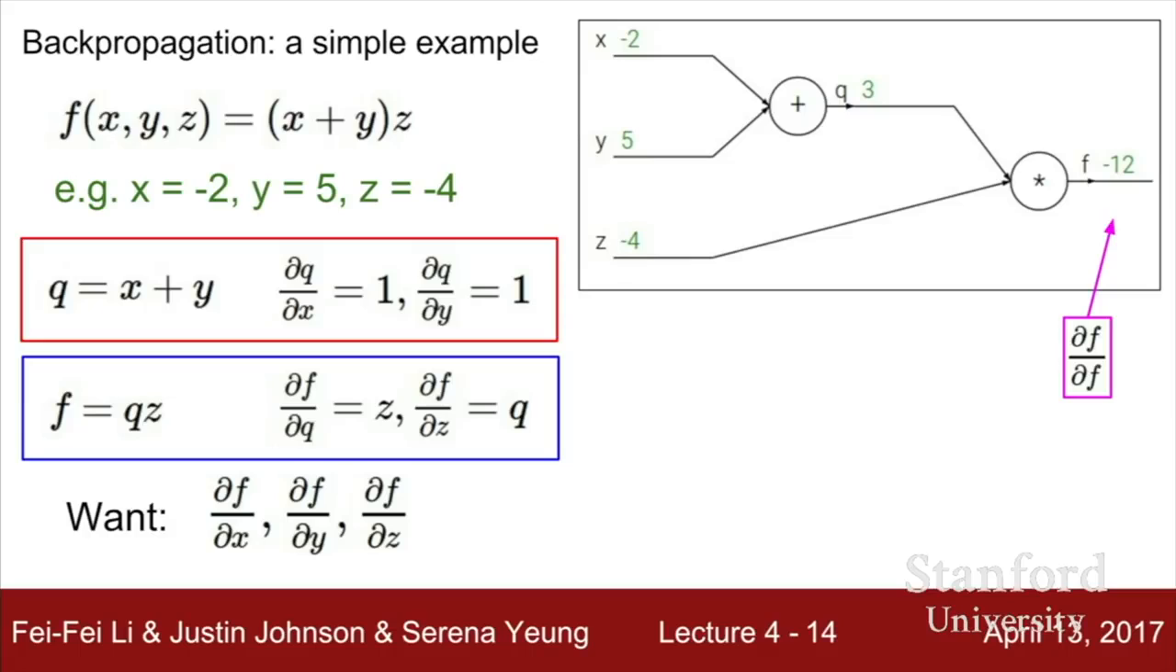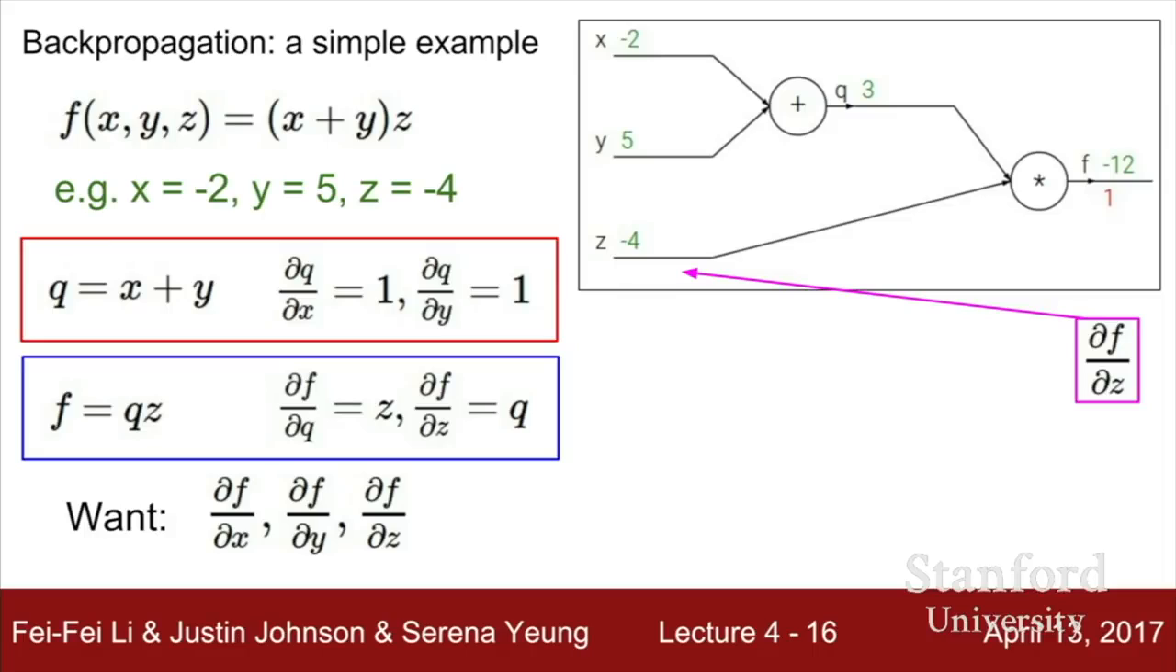So what backprop is, it's a recursive application of the chain rule. We're going to start at the very end of the computational graph, and then we're going to work our way backwards and compute all of the gradients along the way. So here, if we start at the very end, we want to compute the gradient of the output with respect to the last variable, which is just f. And so this gradient is just 1. It's trivial.